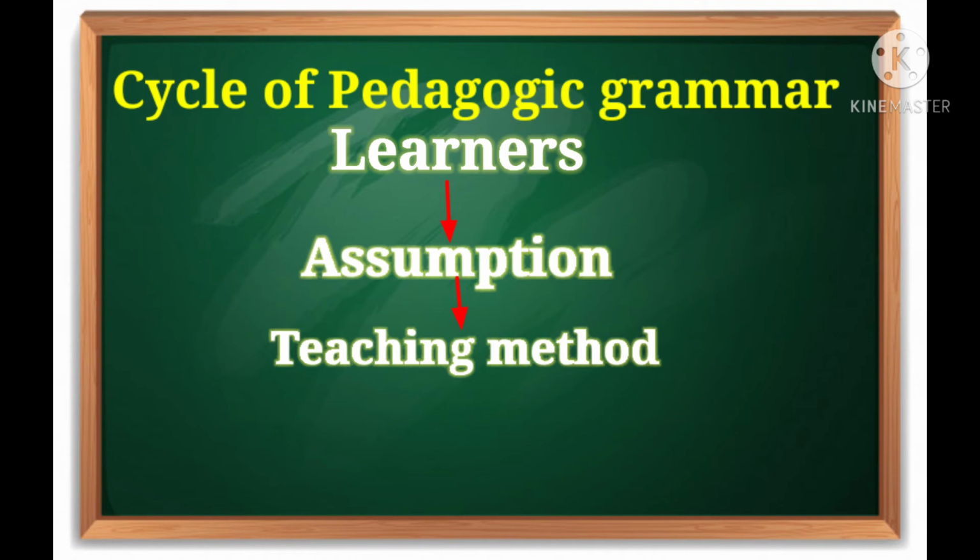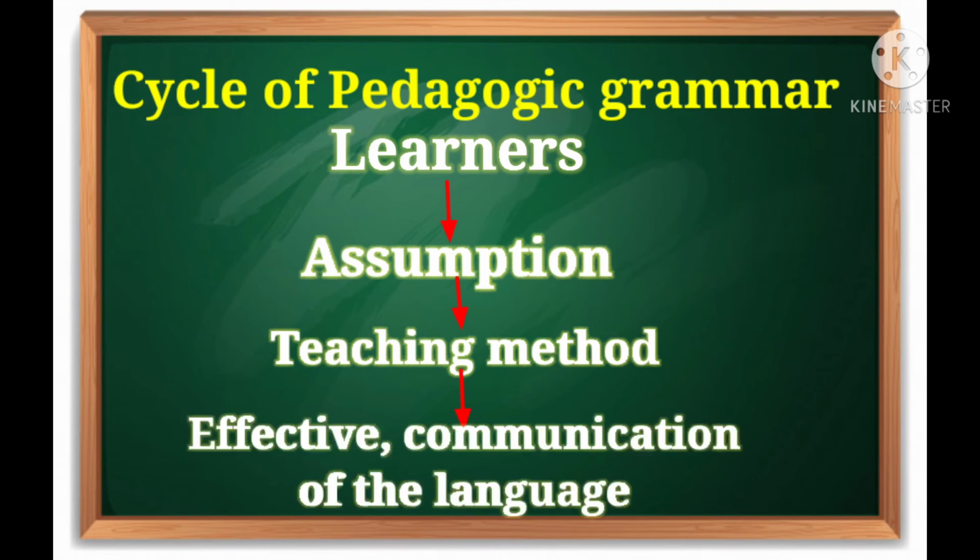Next is teaching method. A teaching method comprises the principles and methods used by teachers to enable student learning. These strategies are determined partly by the subject to be taught and partly by the nature of the learner. Lastly is effective communication of the language. The outcome of the target language or the second language wanting to learn, and increased fluency and accuracy of speech.